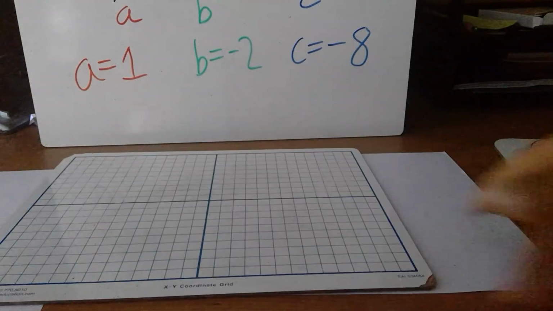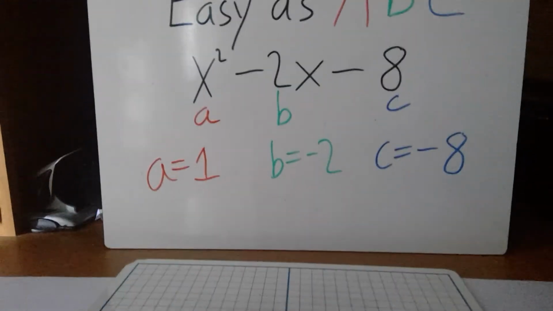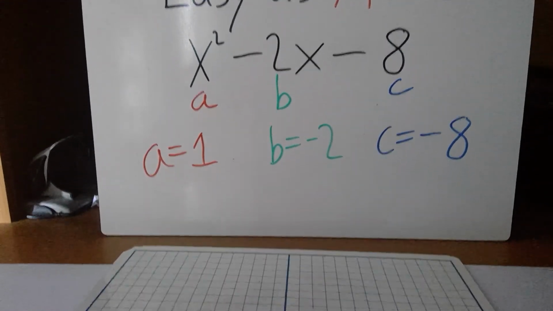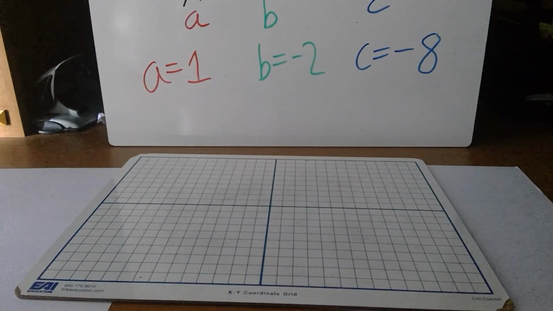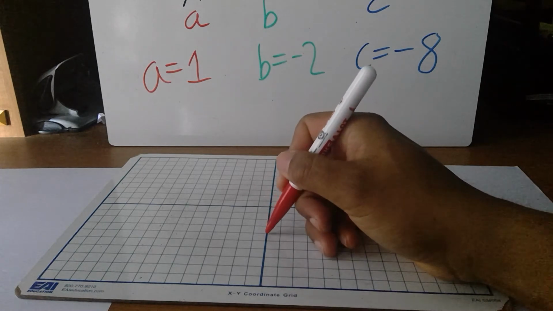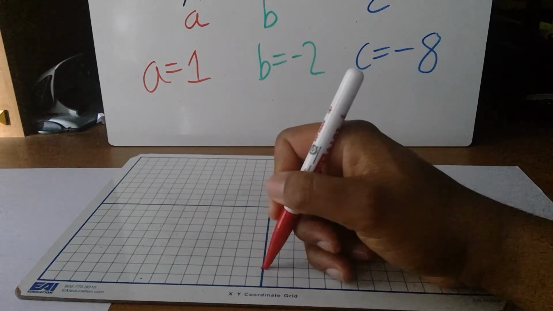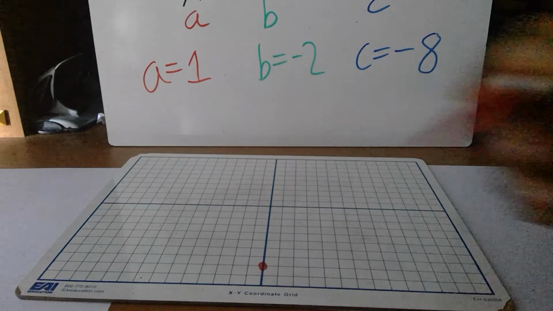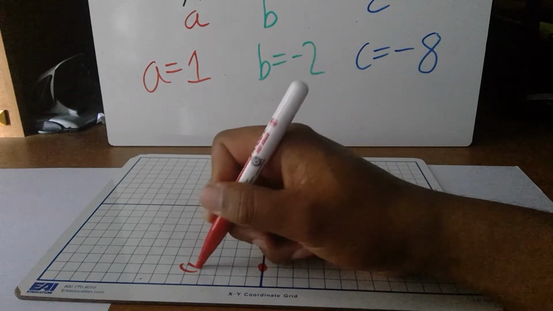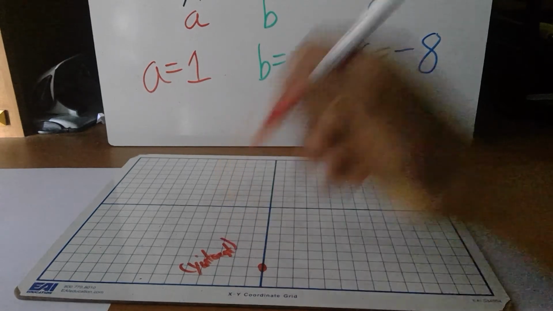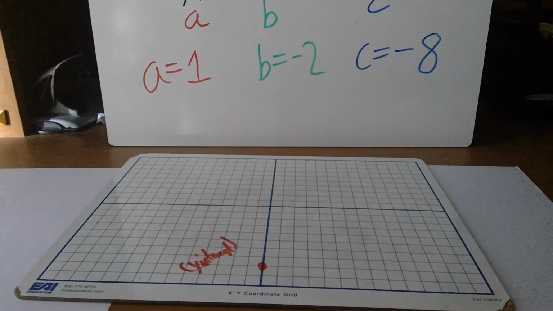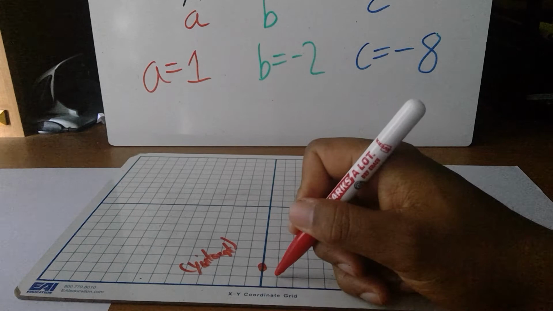So, remember, we go back to standard form. Letter C is the y-intercept. So the y-intercept is at -8. So I start right here. I'm going to start graphing. Let me start at -8 because that's the y-intercept. 1, 2, 3, 4, 5, 6, 7, 8. That would be my y-intercept right there. Now, we said the vertex was located at 1, -9.